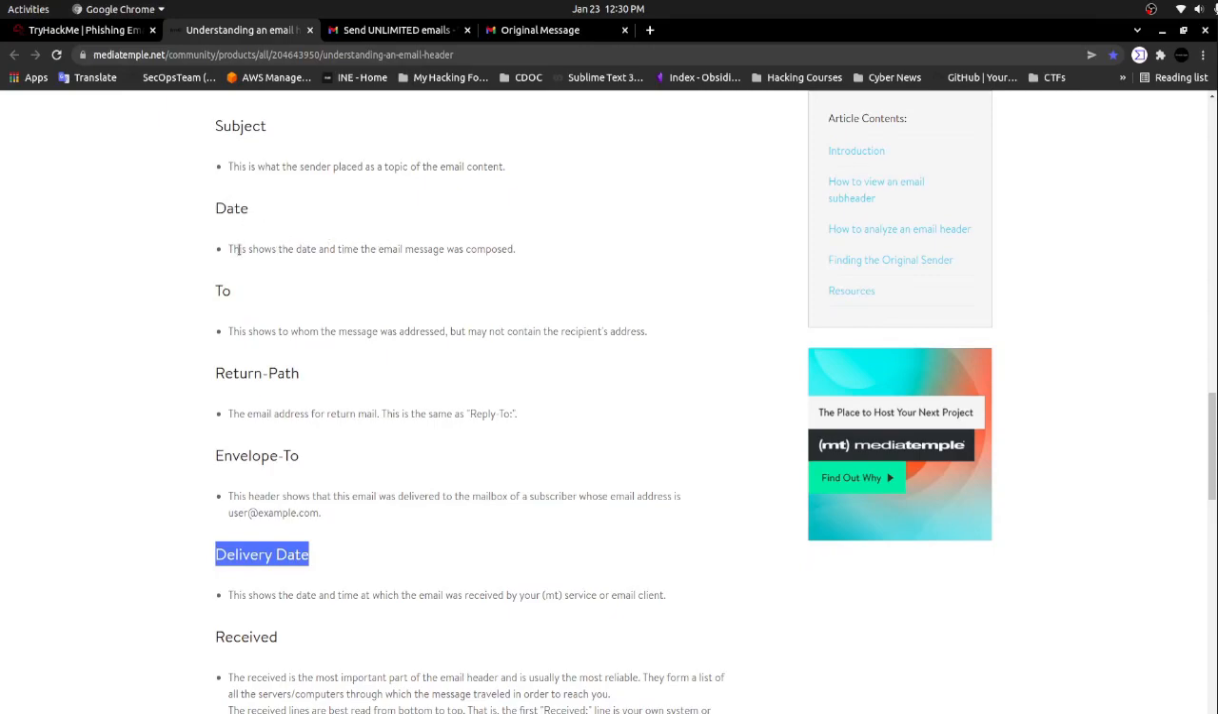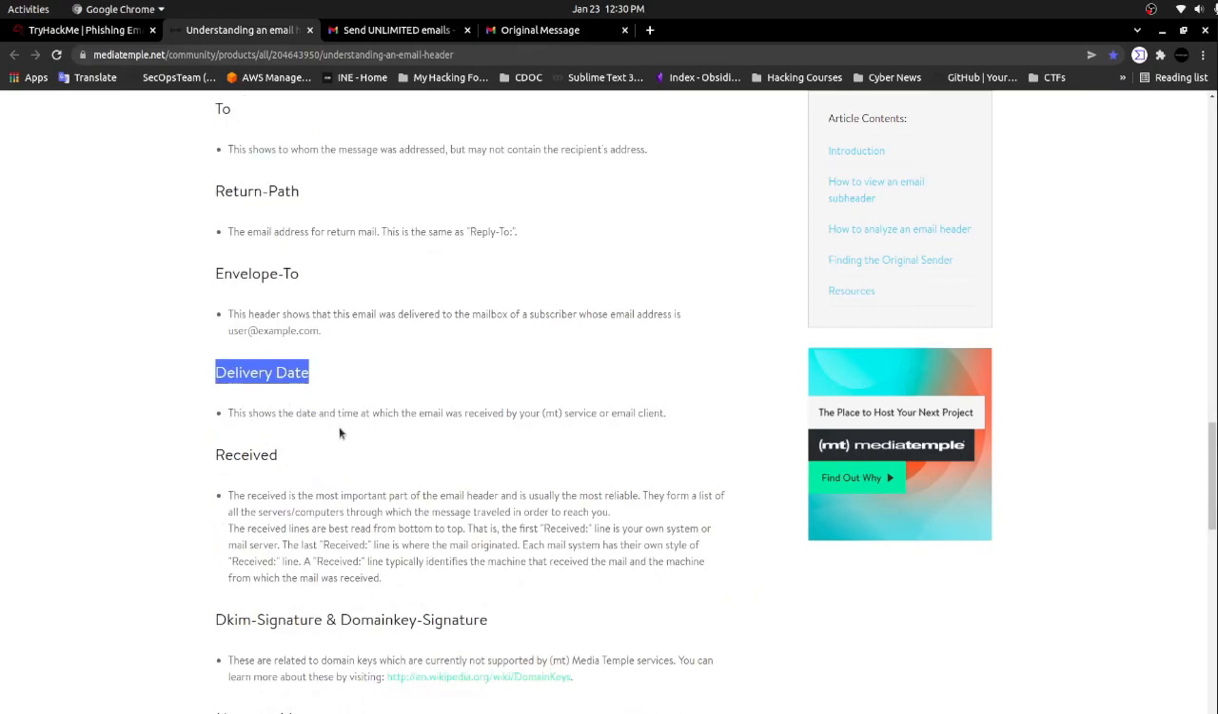So let's see the first one here, the from address and the subject, date. They also mention the possibility of forging that parameter. This displays who the message is from. However, this can be easily forged. And the subject is what the sender chooses for the email, and the date is when the email was composed. And To shows to whom the email was addressed, but this may not contain the recipient address. And return path, as I discussed before, is the email address for return mail, same as reply to.